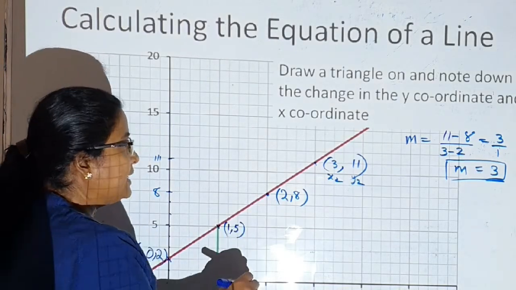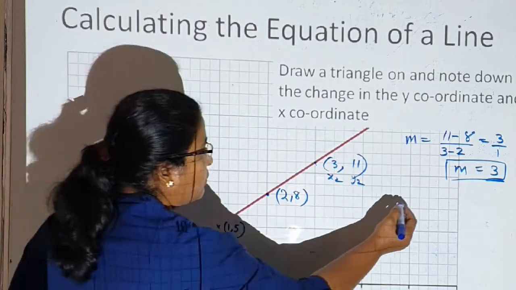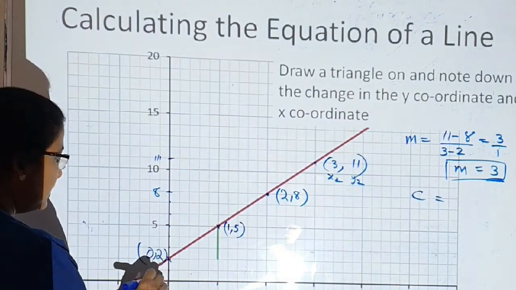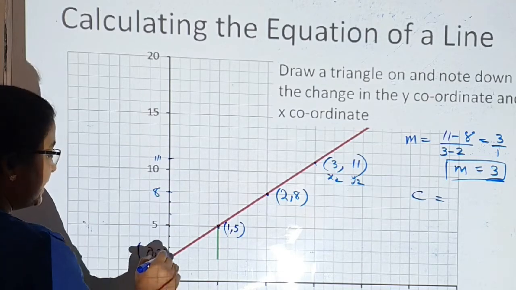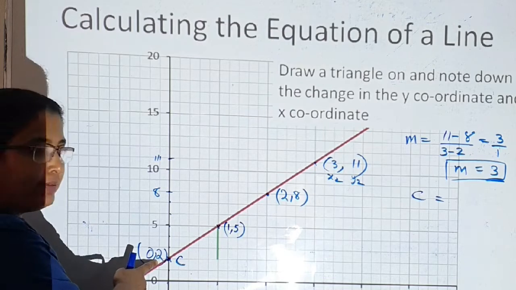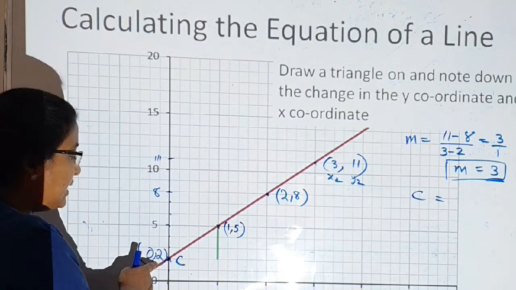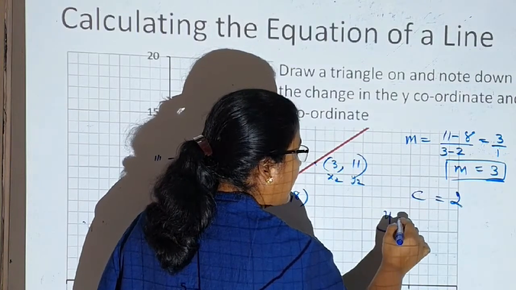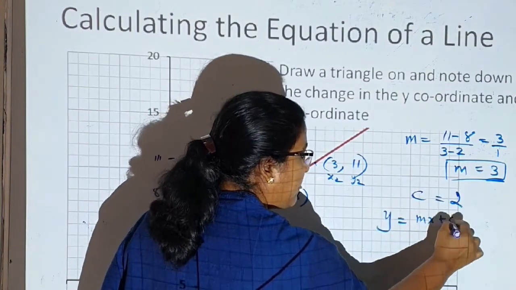Now, the y-intercept, the C value. We had to look for the C value. The C value is always where the line is touching the y-axis. This is the C value. What is C here? It is 2. You don't have to find it; you can just look at it and tell the answer. So C is 2.